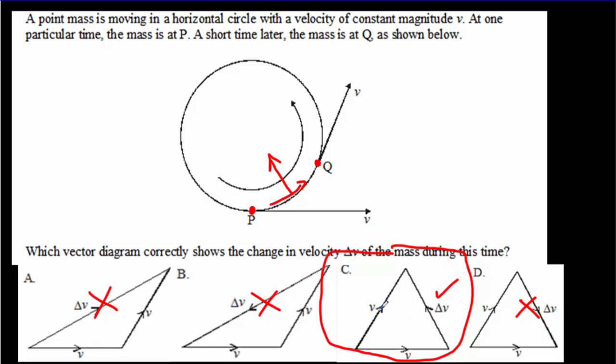So what we can see here is that vF is joined to vI, tail to tail, and the subtraction of the two vectors goes from the initial velocity to that final velocity in this direction.